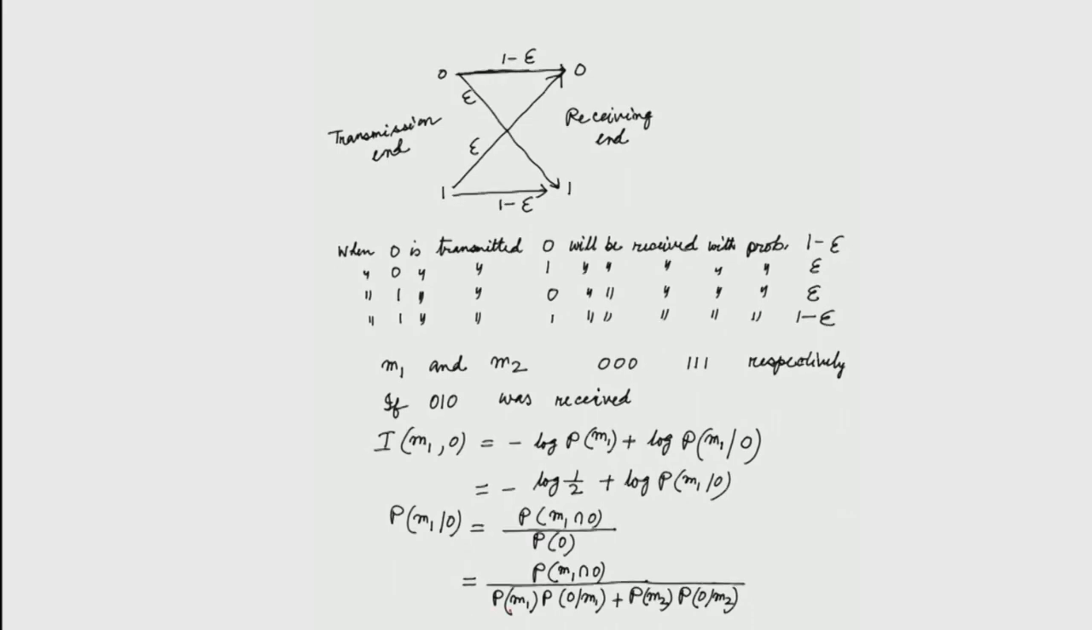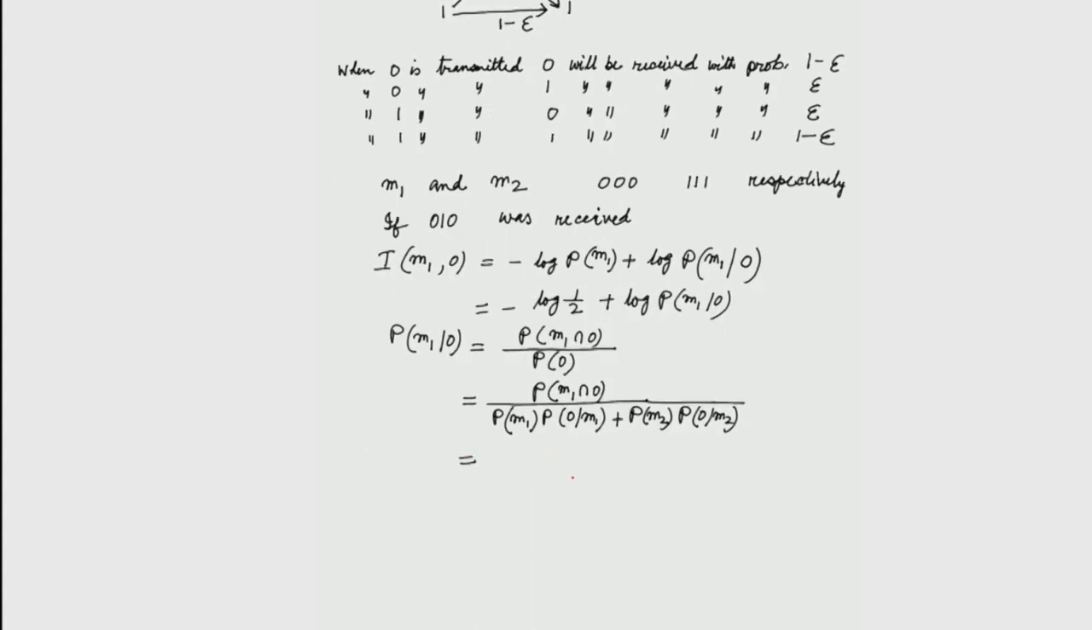So, the probability of M1 into the probability of 0 given M1. This is the probability that M1 is transmitted, that is given. Then what is the probability that 0 is received? And next is the probability of M2 into the probability of 0 given M2. Now, the probability of 0 given M2 is, given that M2 is transmitted, what is the probability that 0 will be received?